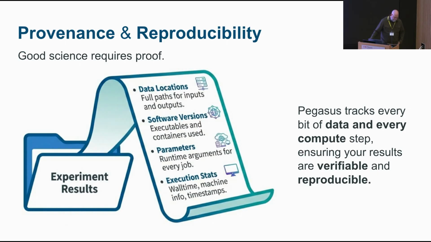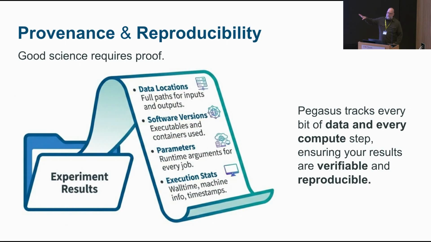An important feature that's built into the workflow engine is collecting provenance data. For every task that we run, we collect some metadata about it: data location, checksums of the data so we know what data we computed on, software versions, different parameters, and execution statistics like performance and environment. This is important because you can come back and verify what happened and what compute took place in the workflow.